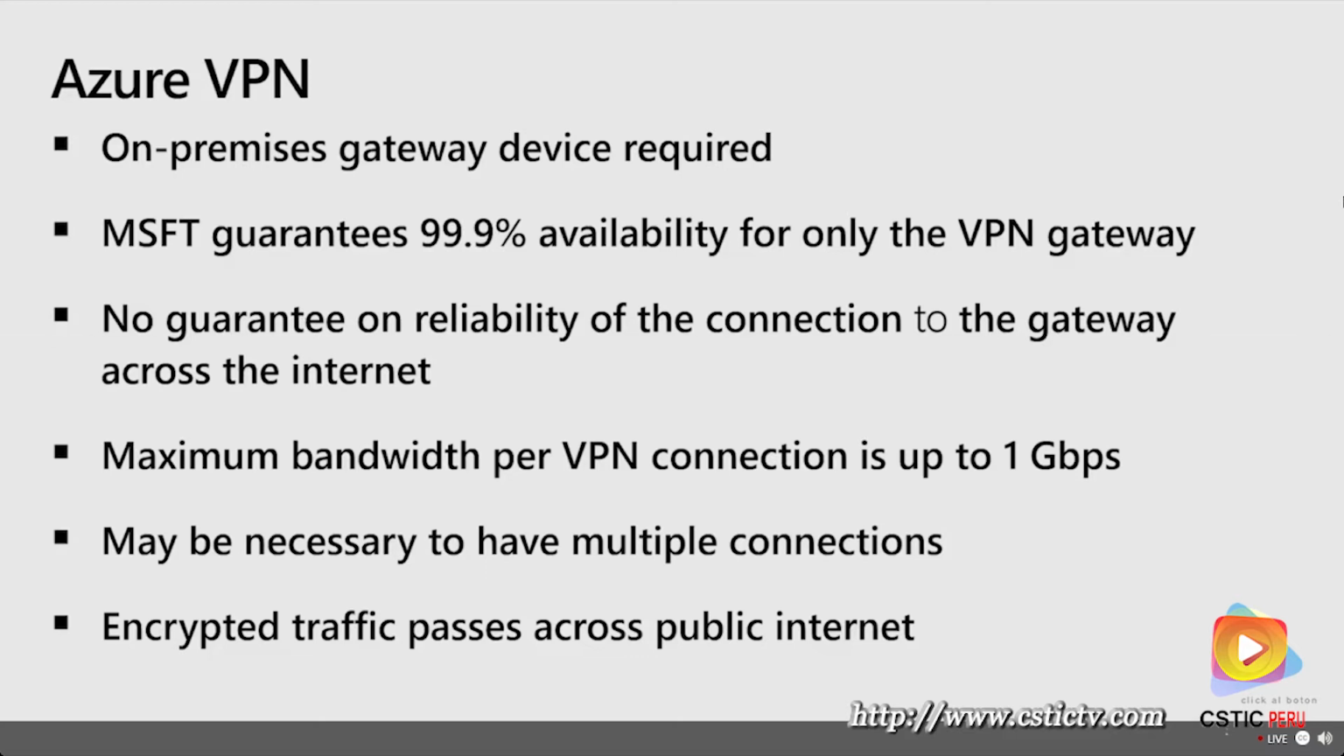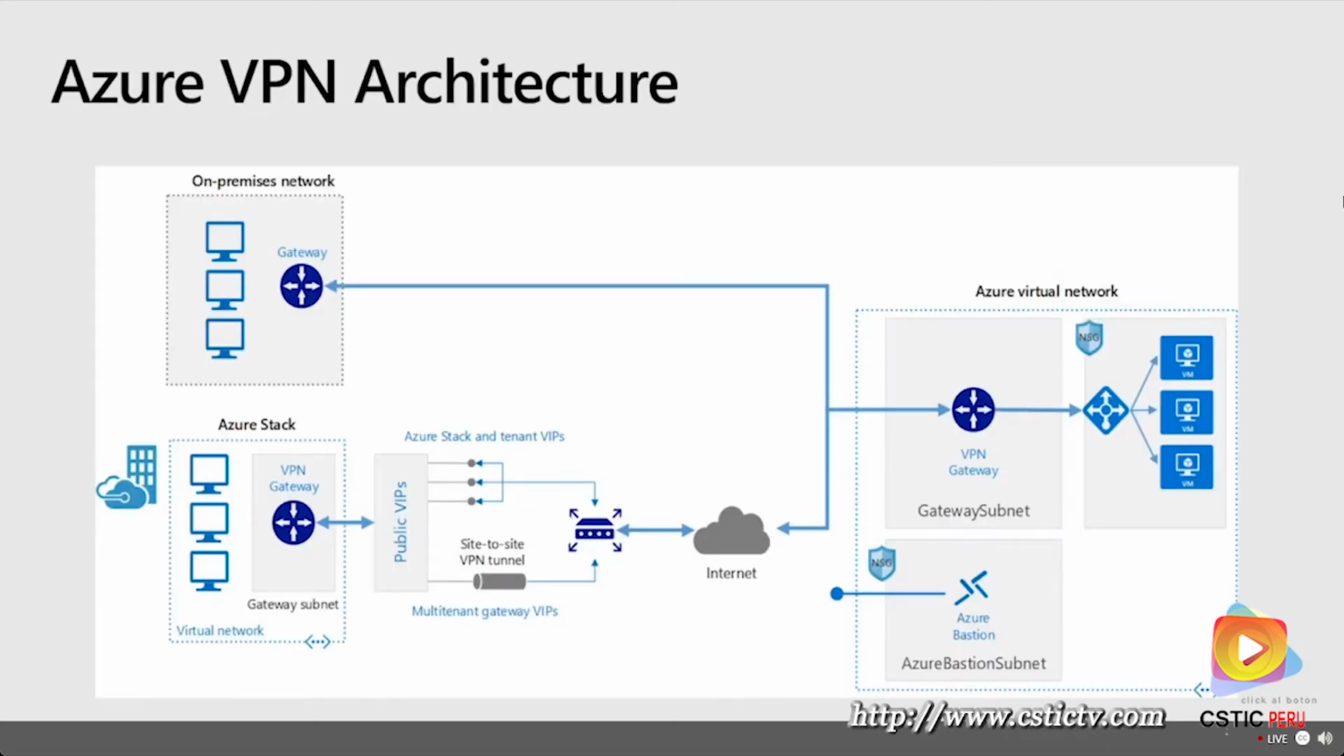With this VPN gateway, we have encrypted traffic passing across the public internet. So we're not creating any physical private connections, but we are doing end-to-end encryption on the traffic that's going across the public internet.